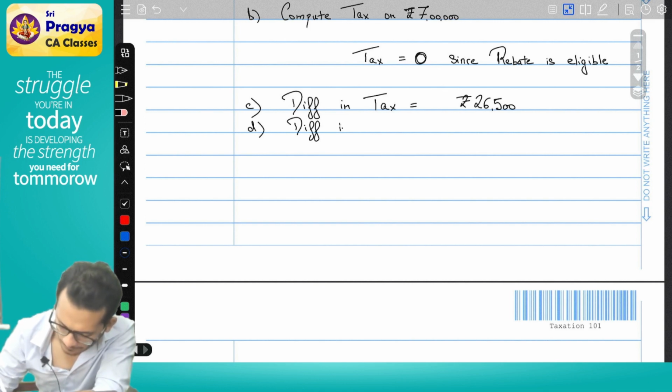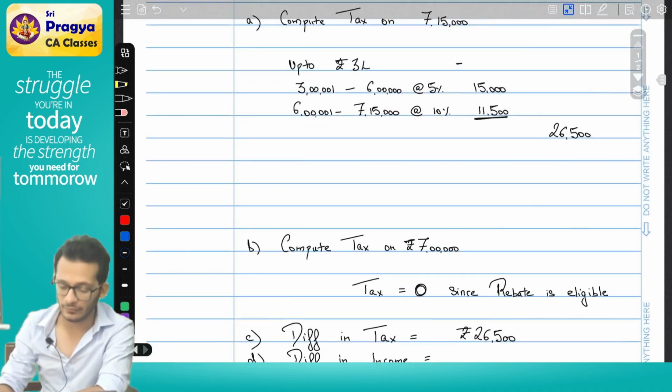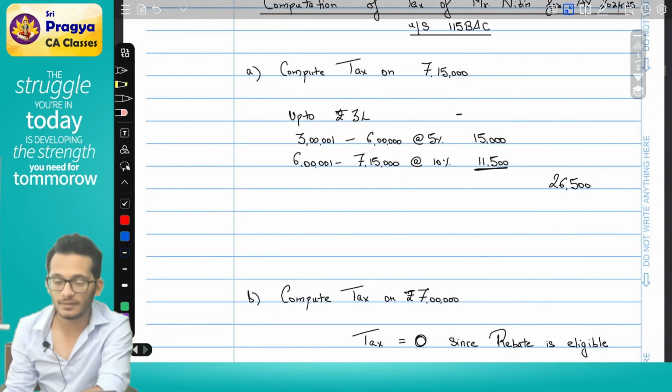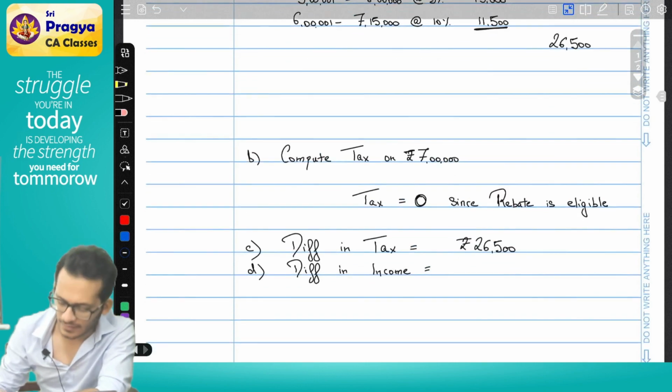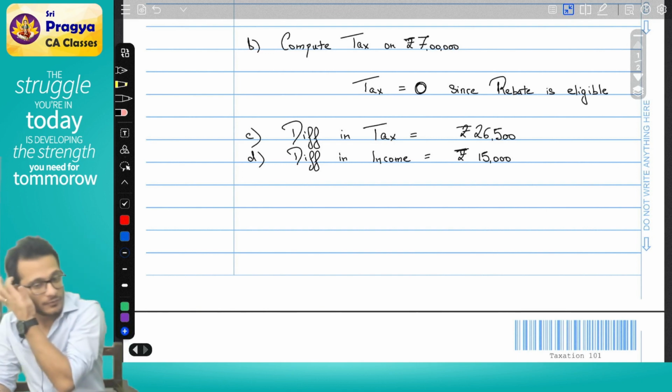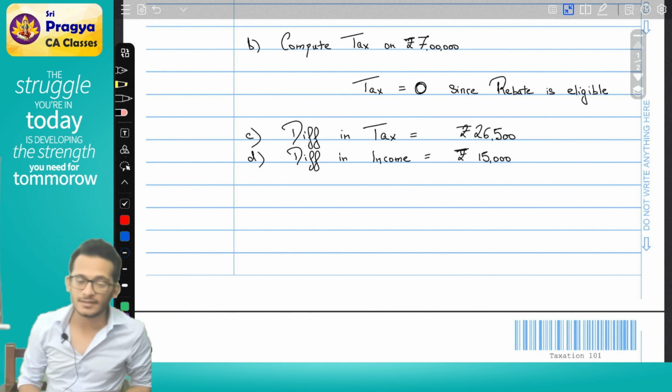Step number 4 is difference in income. If you notice, my income in the actual scenario was 7 lakh 15,000. My income in step number 2 is 7 lakhs. Therefore, my difference in income is 15,000. Hey, I am earning extra 15,000.